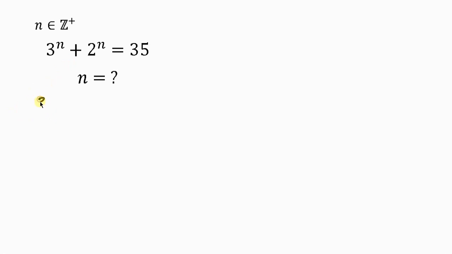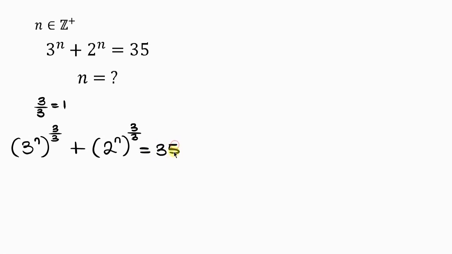Know that 3 divided by 3 is equal to 1. So I'm going to be writing 3 to the n as 3 to the n raised to the 3 over 3, which is same as 3 to the n. Plus, I'm going to be doing the same thing here, 2 to the n raised to the 3 over 3. And this is equal to 35.